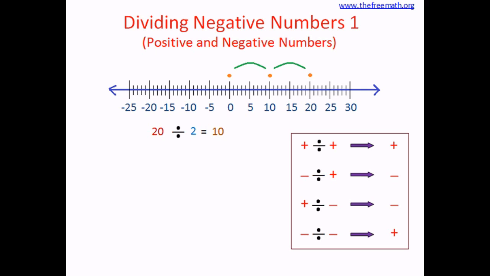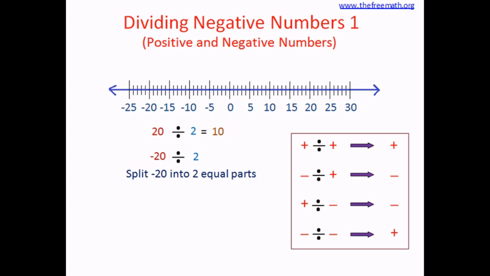Now that you have seen the positive numbers, let's take an example where there is a negative number, negative 20 divided by 2. So what do we do here? We split negative 20 into two equal parts.